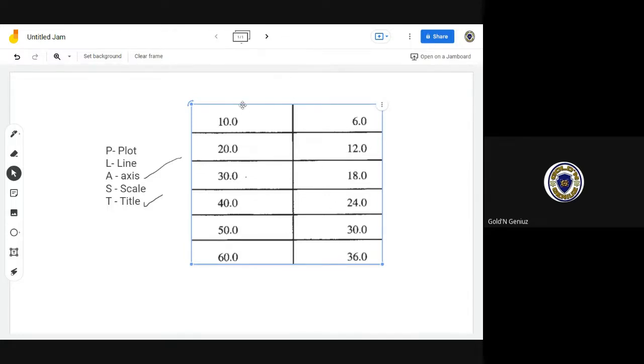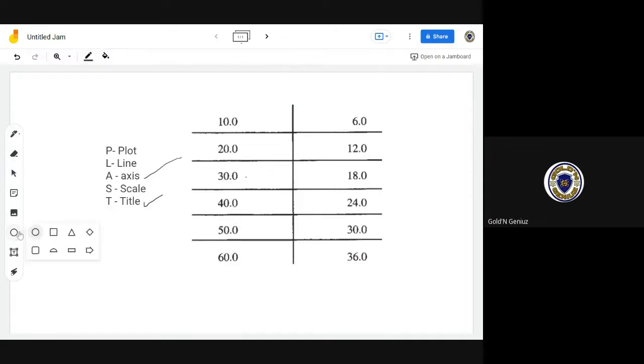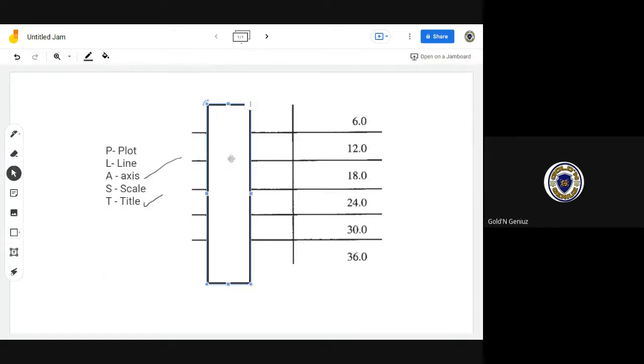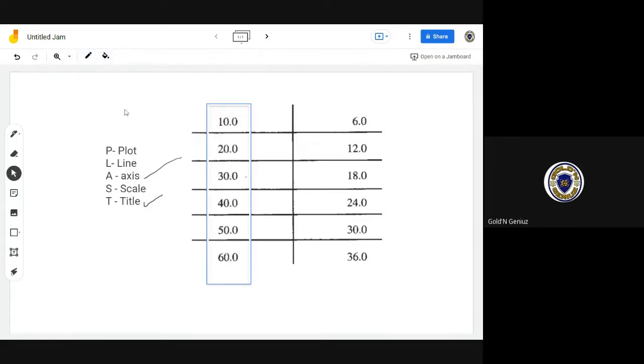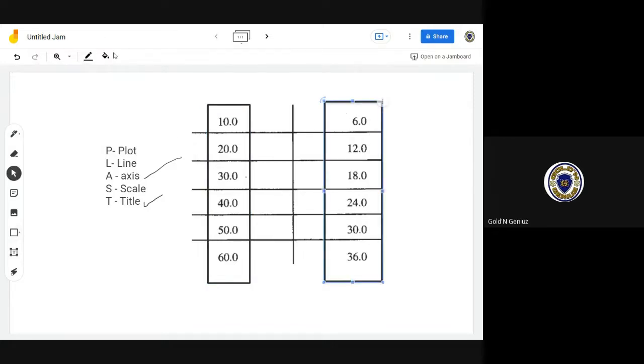All right. Now, these values are going to represent the X value. All right. While these values will represent my Y value. All right. So this will represent my X values and these will represent my Y values. Okay. All right.